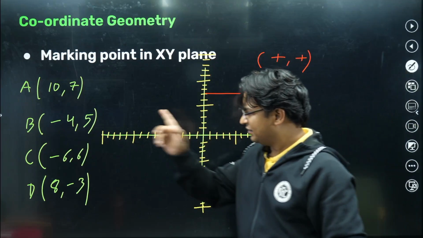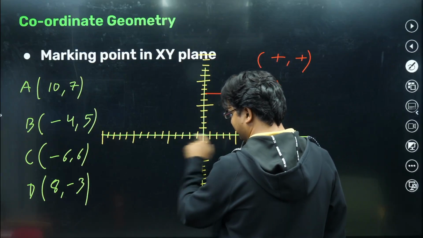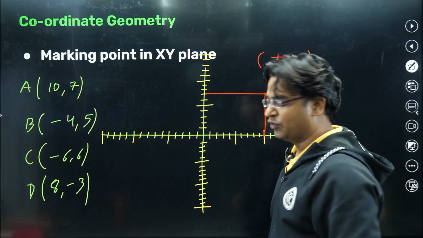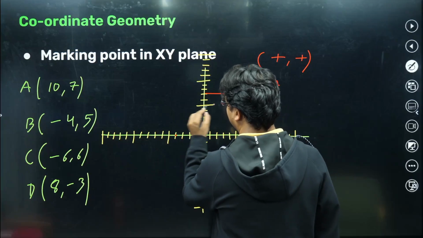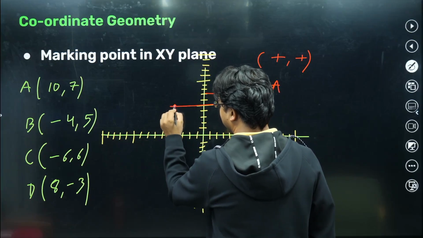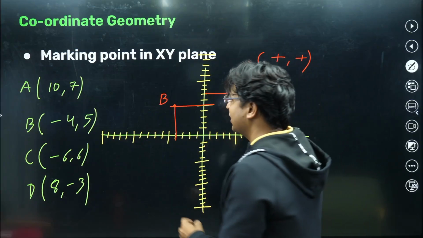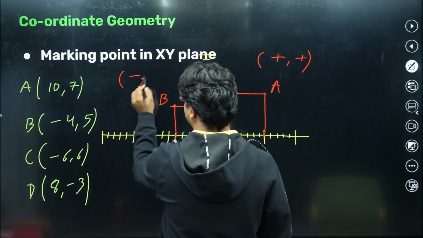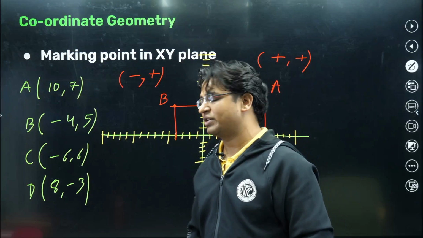Then B is -4, 5. So -4, that means I will move along the negative x-axis 4 units. So this is -4, 5, that would be this. So this is the point which is B. And if you notice that if the x coordinate is negative and the y coordinate is positive, then we end up in the second quadrant.